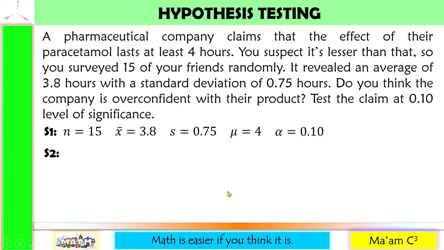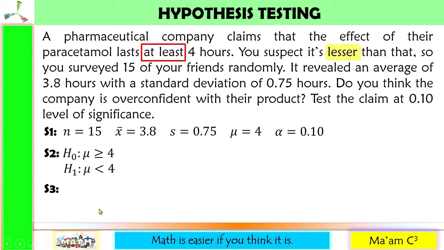Step 2 for our hypothesis. Let us look for the keyword. It says here, at least. When we say at least, that is greater than or equal to 4. And greater than or equal to goes to null hypothesis. So H sub 0, mu is greater than or equal to 4. And for our alternative hypothesis, let's look for another keyword here. It says lesser. Alternative hypothesis, H sub 1, mu is less than 4.